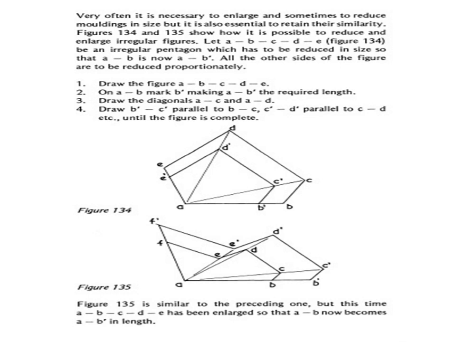So for that, draw the figure A, B, C, D, E. On AB, mark B dash, marking AB dash the required length, and draw the diagonals AC and AD. Draw B dash C dash parallel to BC, C dash D dash parallel to CD, etc. until the figure is completed. Figure 134 is similar to the preceding one, but this time ABCDE has been enlarged so that AB now becomes AB dash in length.